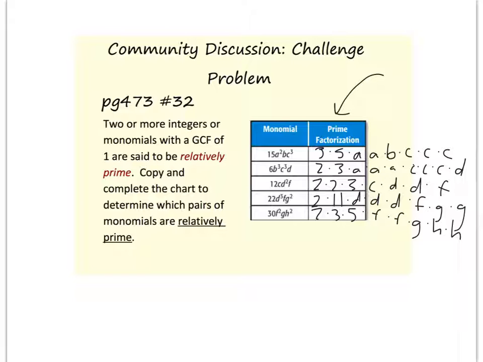So which monomials here are relatively prime? Again, look at that definition. It says with a GCF of 1. So which two monomials here have a GCF of only 1?